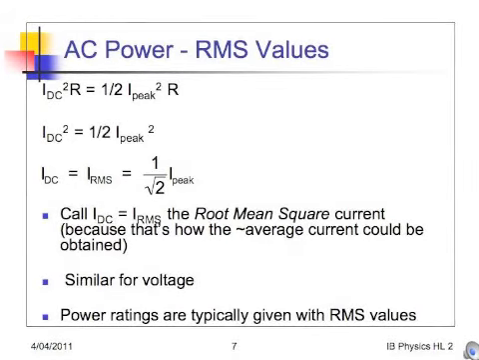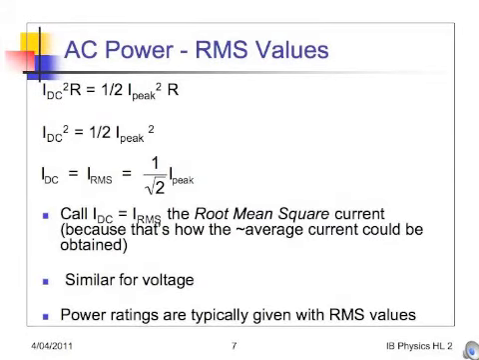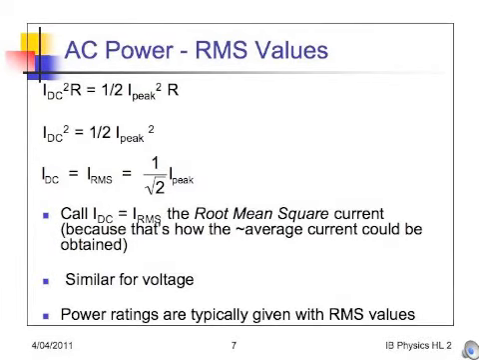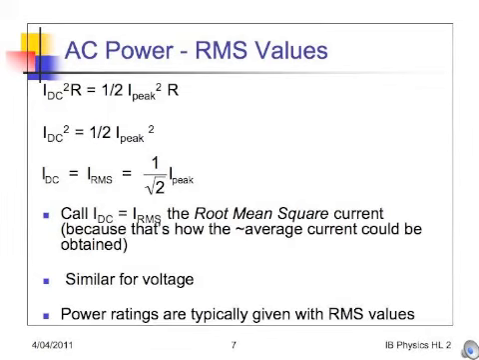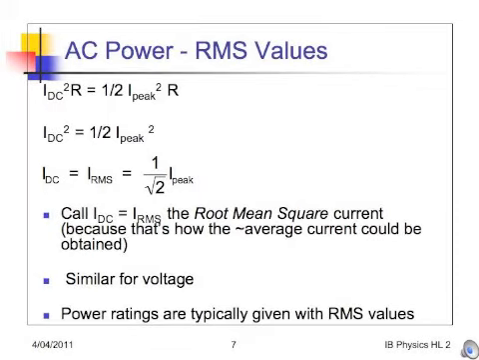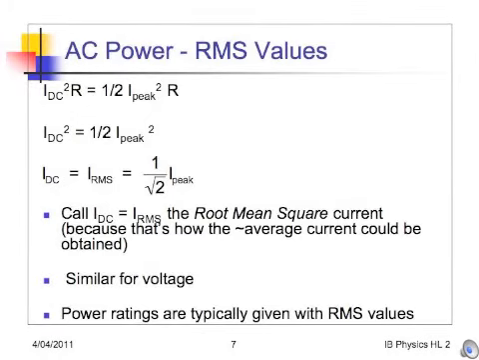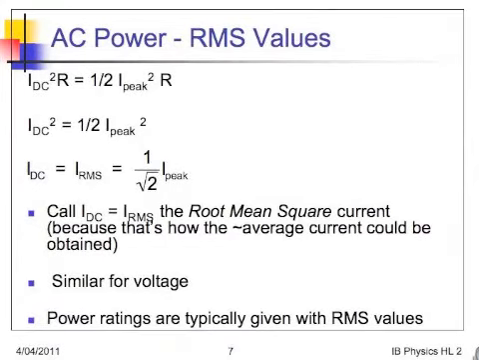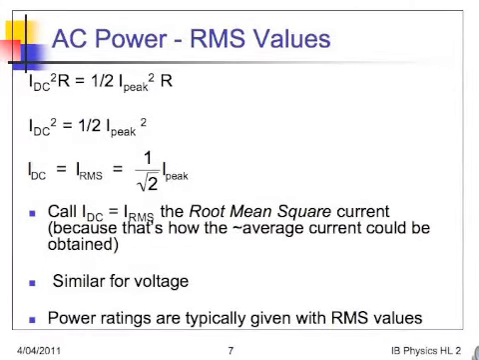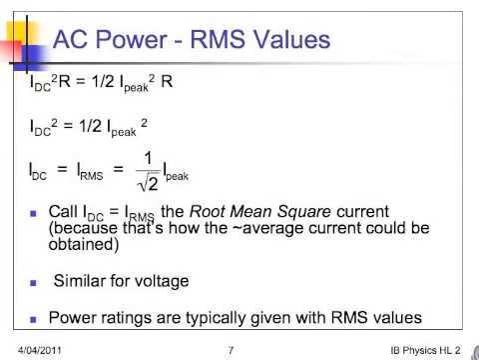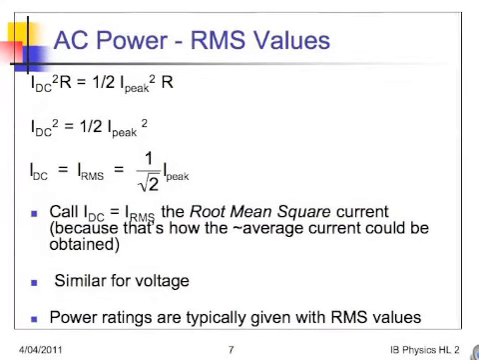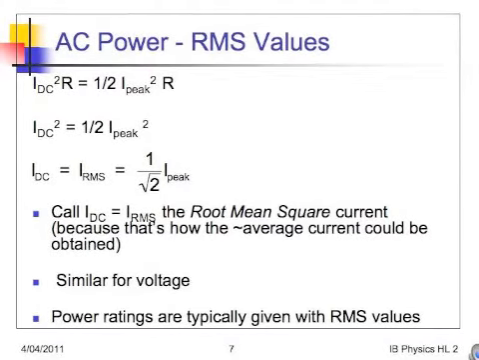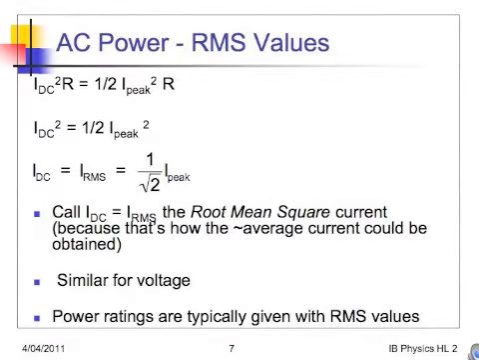We call this hypothetical DC current the RMS current, because RMS stands for root mean square. It's kind of the average current, and we got it by squaring the current, then taking the average of the current squared over the period of the cycle, and then taking the square root of it. So that's why we call it the RMS value. We also have an RMS voltage, which we get in exactly the same way. Root mean square, and so that's 1 over the square root of 2 times the peak voltage.